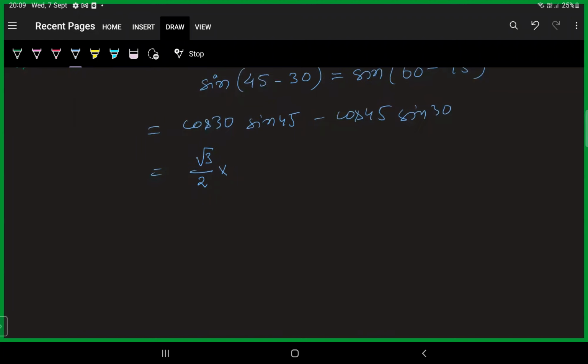See, sine 45 is how much? 1 by root 2. Minus cos 45? Naveen, today you will go see your 10th standard trigonometry book and study it thoroughly. Then only you come to class.